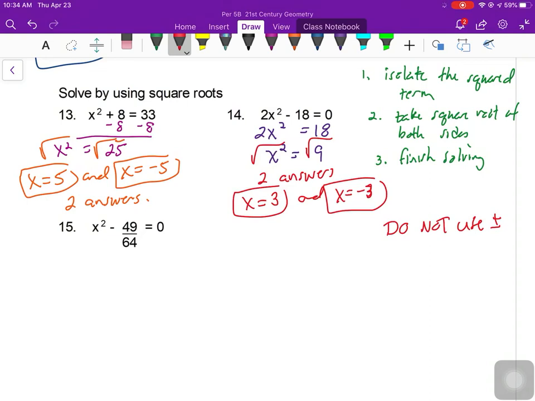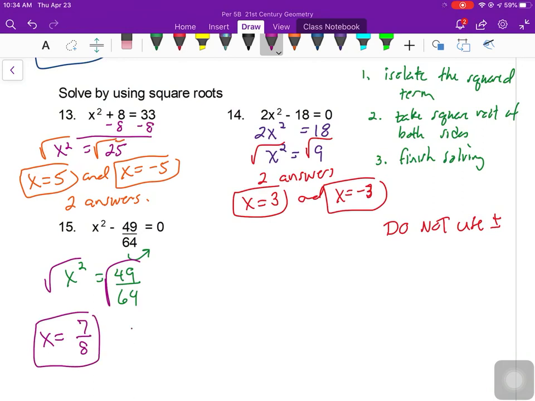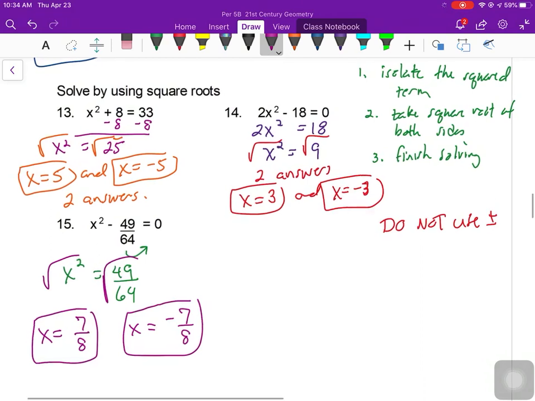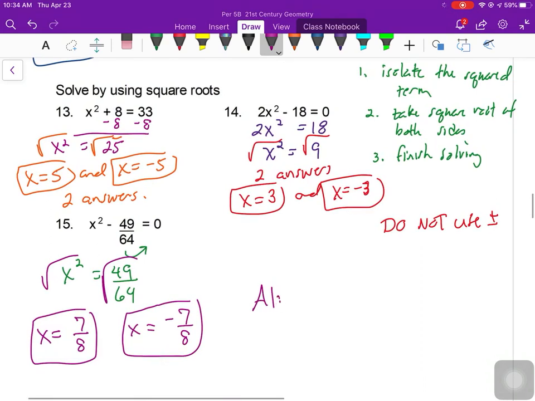Let's try this last one in this section. So for this last one, we have to move this to the other side. So we'll add 49 over 64. And then we will take the square root of both sides. We end up with x equals, the square root of 49 is 7, the square root of 64 is 8. And then we also have negative 7 over 8. Always box your answers.